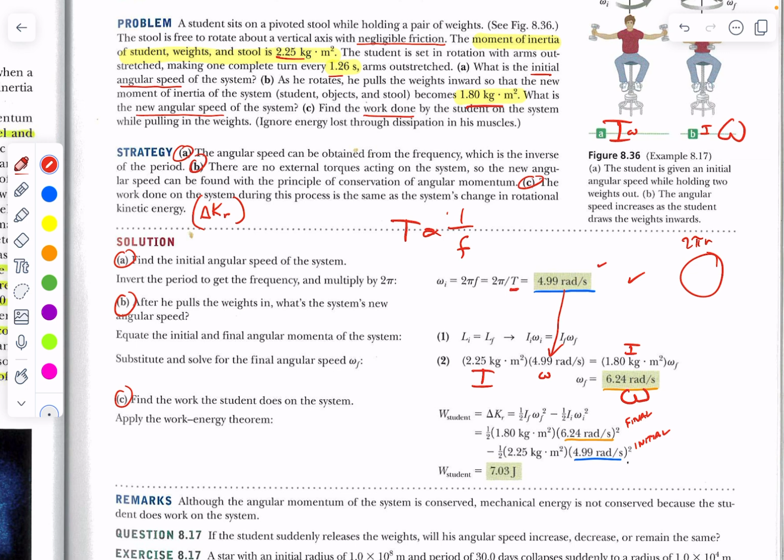Finally, finding the work that is done, we can find the change in rotational energy, since we're disregarding friction. We have our rotational kinetic energy at the end, minus the rotational kinetic energy that we started with. We plug the numbers in from the previous part of the problem, and we see that about 7 joules of work was done.